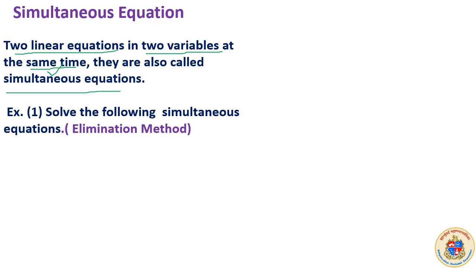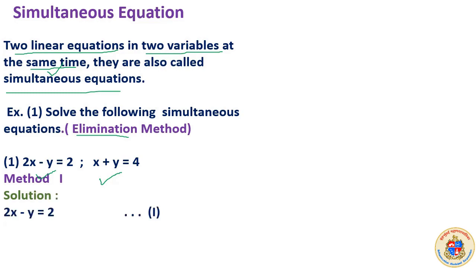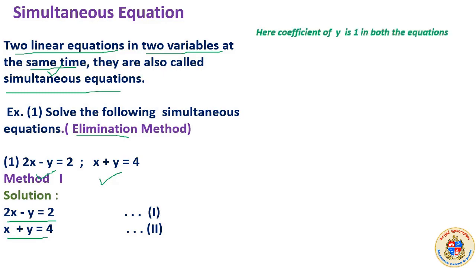So the elimination method, as the name indicates, means we have to remove a particular term from the equation itself to solve it. Here the equations given to you are 2x minus y is equal to 2 and x plus y is equal to 4. In method one, the elimination method, we have to eliminate any one of the terms. The first equation is 2x minus y is equal to 2. The second equation is x plus y is equal to 4. What I am trying to do is observe that the coefficient of y in both the equations is 1.